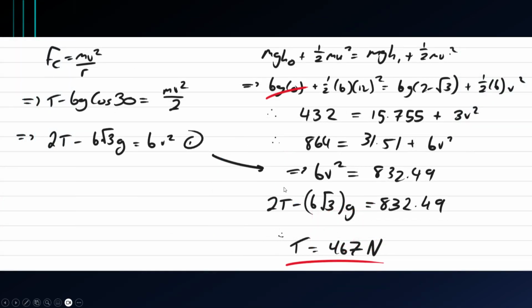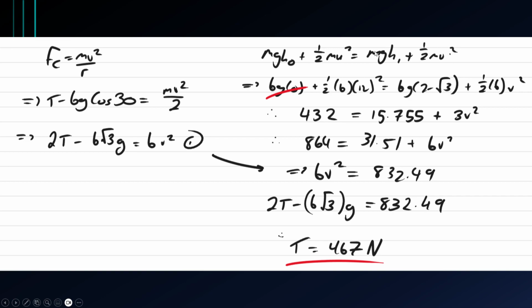Now for the maths, the centripetal force is mv squared over r. So T minus 6g cos 30 is mv squared over 2. Multiplying by 2 and simplifying, we get 6v squared is 2T minus 6 root 3 g.